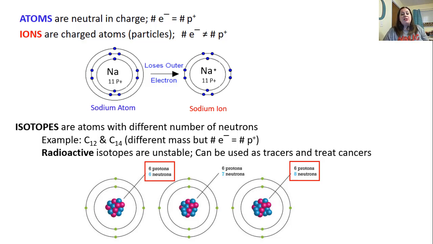Now, these isotopes can be very unstable. However, we can use them in a number of ways, and we use them a lot of times as tracers when we do certain kinds of x-rays, CT scans, MRIs, that kind of thing. But we also use a lot of these isotopes to treat cancer.